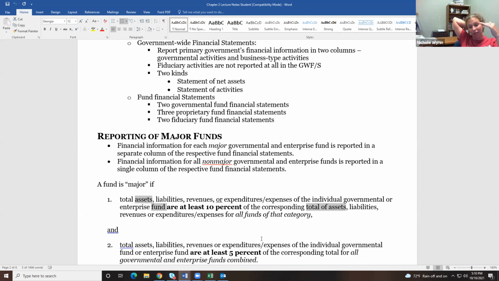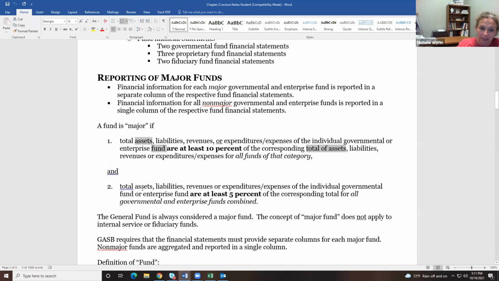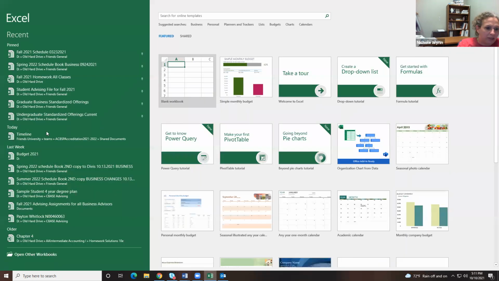So we would look at assets to total assets, liabilities to total liabilities, revenue to total revenue, and expenditures to total expenditures. And if it's over 10% on any one of those, then it's considered a major fund. But you also have to look at this. So it has to be this and this, okay? So then we also look and see if total assets are at least 5% of all governmental and enterprise funds combined. I'm just going to pop over and show you the example of the homework because I think that'll help us to be able to do this.